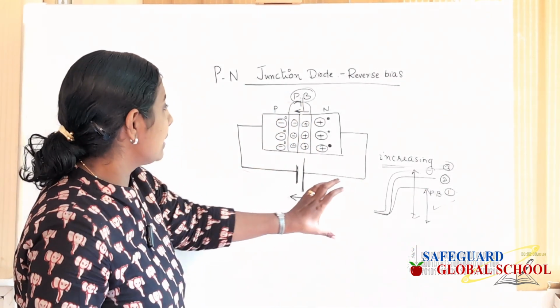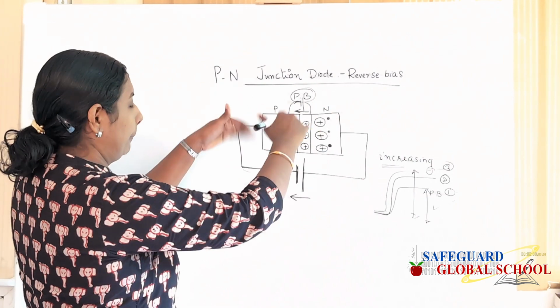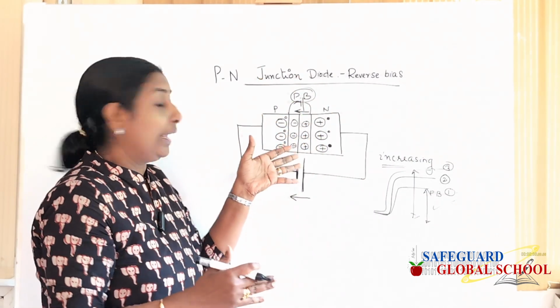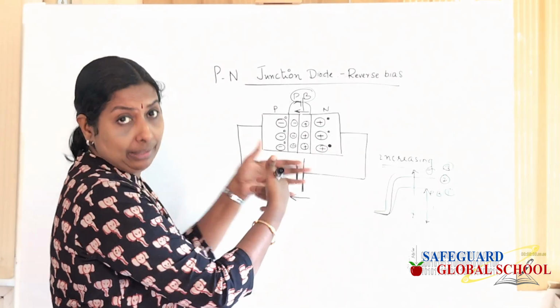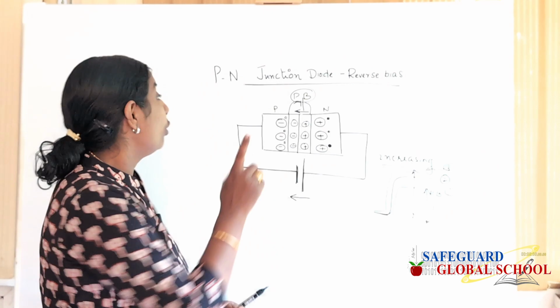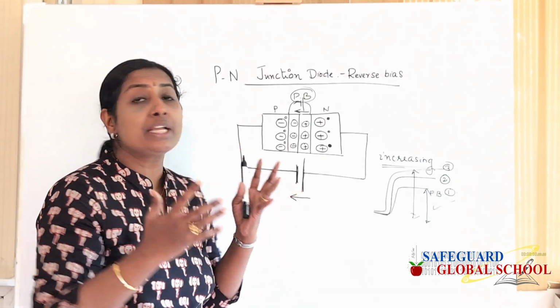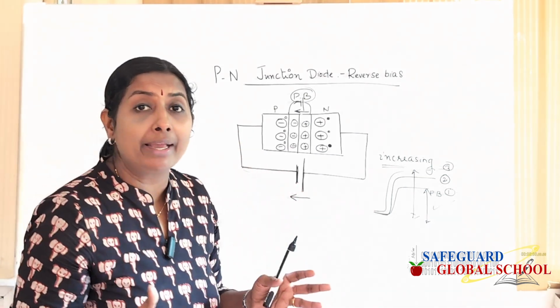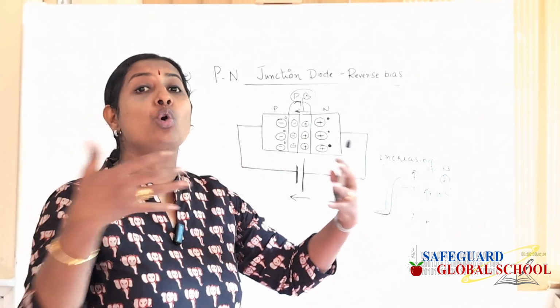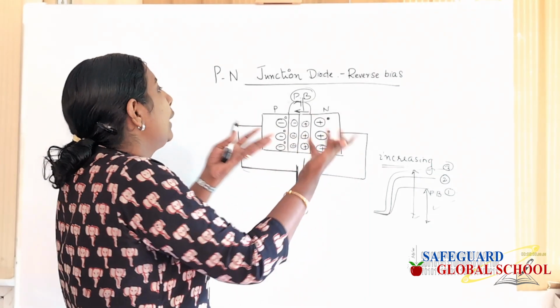So what happens is that it again gets added up, because no electron or hole will now be able to cross this junction. The majority carriers will not cross this junction. So in a PN junction diode in its reverse bias, there is no chance of this majority carrier crossing the junction and contributing to a current.